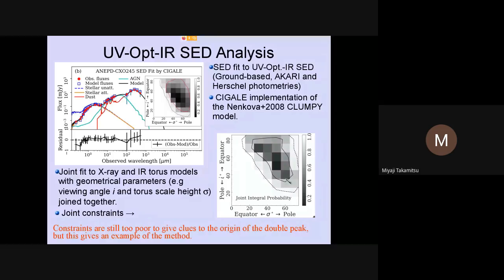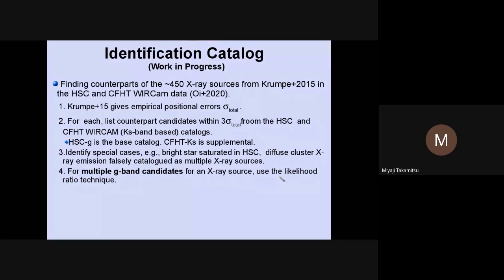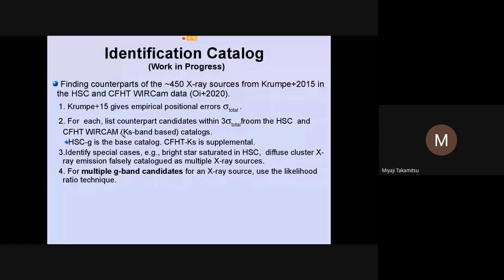Okay. Now, the final topic is constructing the identification catalog. That's work in progress. We started doing it with the Suprime-Cam data, but we basically waited for the HSC data to complete this work. So we have the X-ray positional error, and for each X-ray source, we listed the candidates up to 3 sigma.